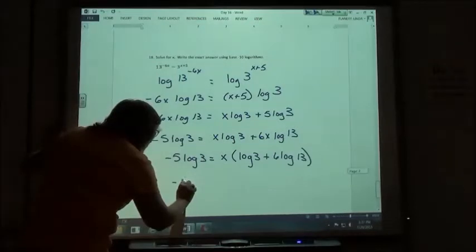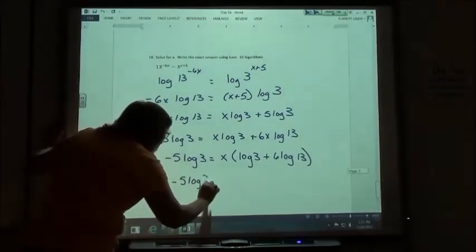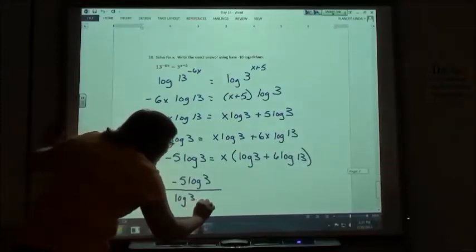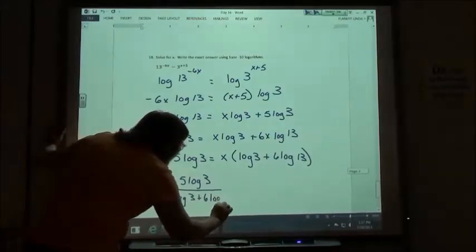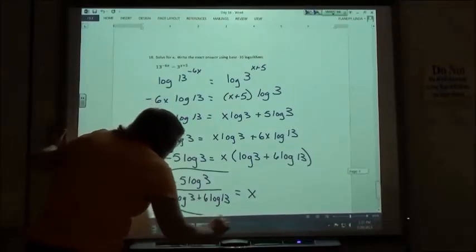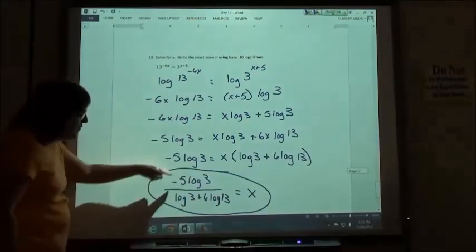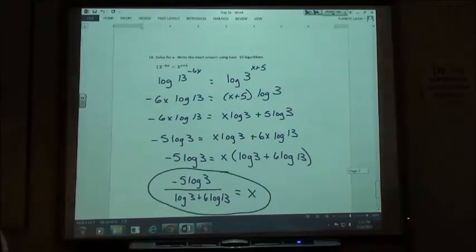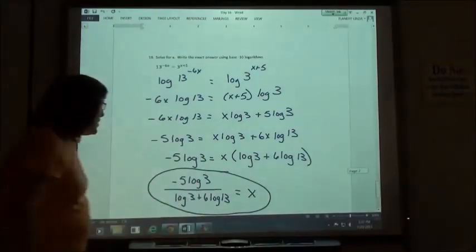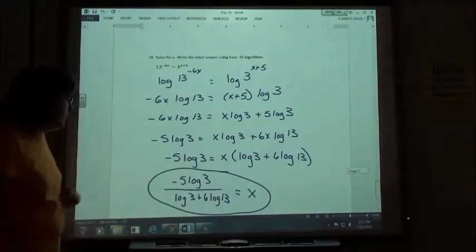So, negative 5 log of 3 divided by the log of 3 plus 6 log of 13 is going to be equal to x. Now be careful when you type that in. That negative is up on top with the 5. Shouldn't matter if it's out in front, but just to be on the safe side, it's best if you hit the fraction button first, type that in.